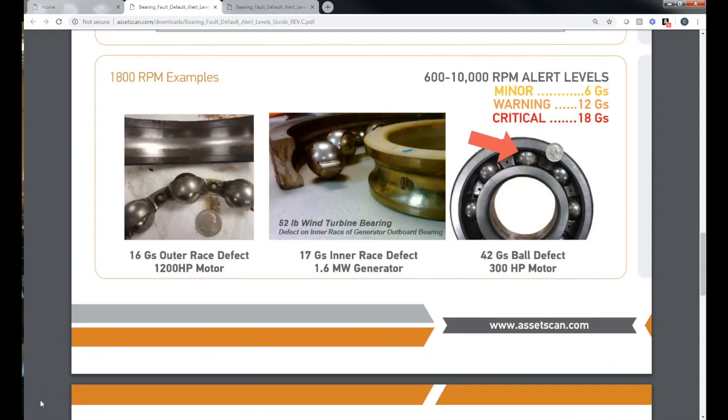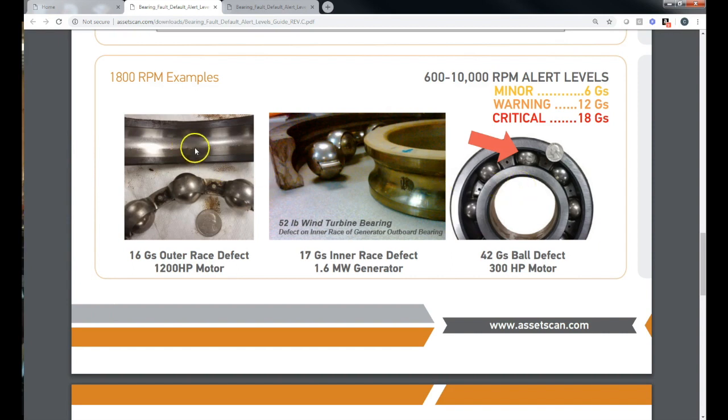Next, let's review some of the case studies around this, to provide our feedback loop on how well this model is working. So for 1800 RPM, we said that's between 600 and 6000 RPM, so we can use the standard 6, 12, and 18 G limits. Here are 3 case histories that provide the feedback that this is a valid rule set. You'll notice that these 3 different bearings have 3 different faults.